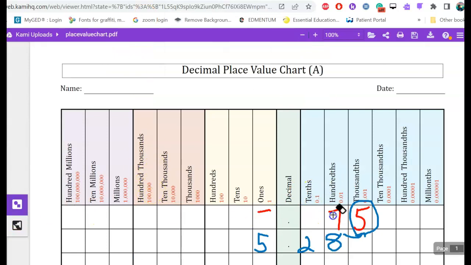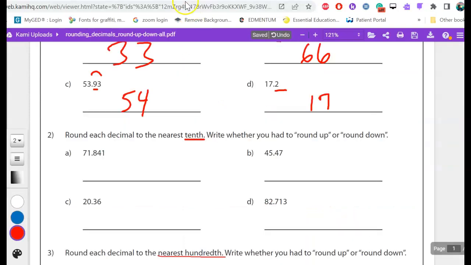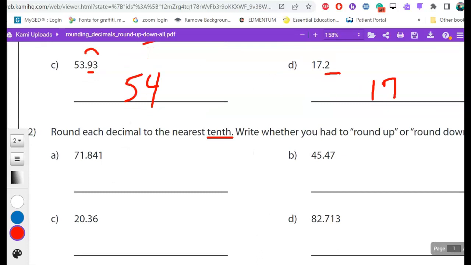Tenths place is the first number after the decimal. So I take a look at the first number after the decimal, but it's the hundredths place that's going to tell me what to do. Let me demonstrate. So for number 2, if I'm rounding to the nearest tenth, I have 71.841. All right, so I'm going to take a look. My number 8, see, that is in the tenths place, but it's the 4 that's going to tell me what to do with the 8.